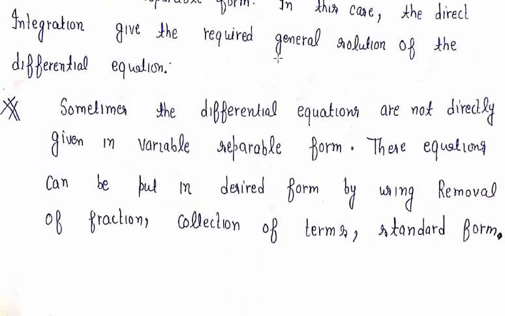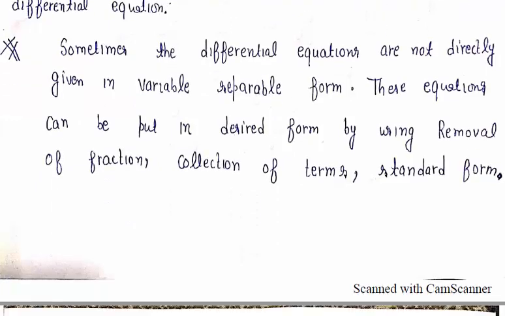In some cases, the differential equation is not directly given in variable separable form. In some numerical problems, terms are not directly given in variable separable form, or we cannot easily separate the terms of x and terms of y on different sides. So to convert the differential equation into variable separable form, we use techniques like removal of fraction, collection of terms, or some standard forms.